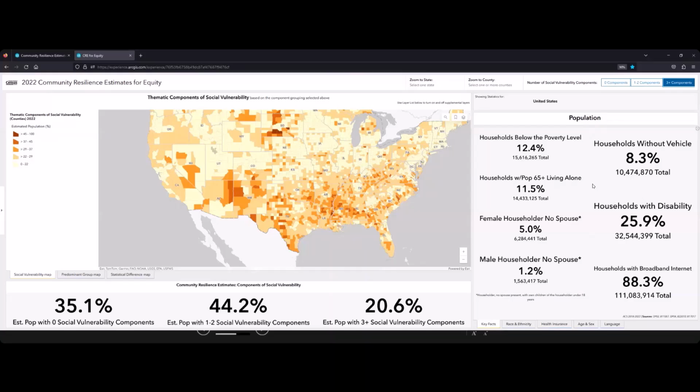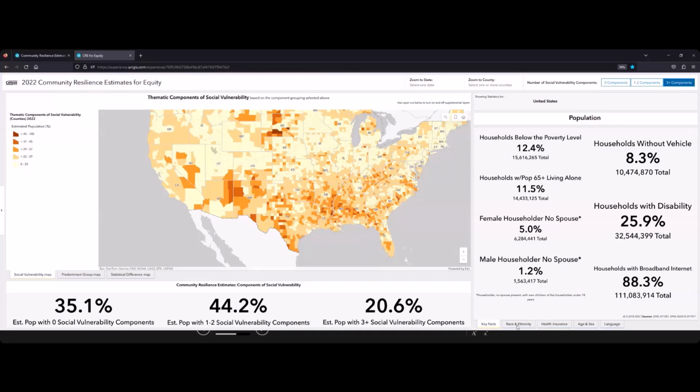So providing more context, we see that the households below the poverty level for the United States is estimated at 12.4%, households without vehicle access at 8.3%, households with broadband internet access at 88.3%. And of course, we have more tabs here for more data. So these are key facts.